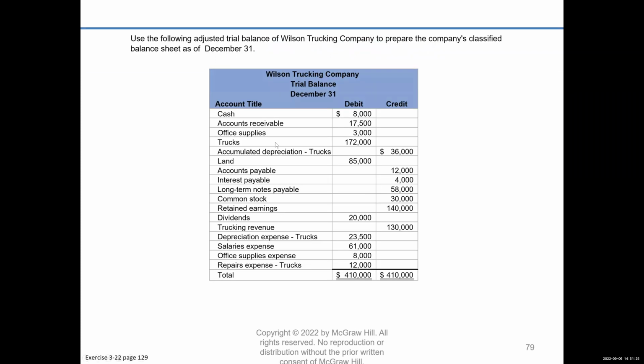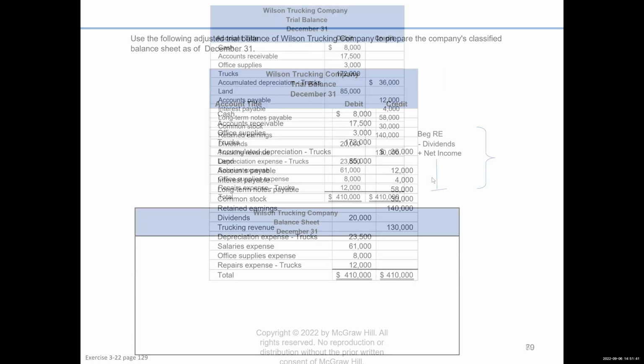What we're going to do now is prepare a classified balance sheet. And we're going to use exercise 3-22 on page 129. Now, I put this on PowerPoint, so you just look here and enjoy the show, but you get to see how we put it together. Okay, so here is Wilson Trucking Company trial balance, December 31. And we're going to use this trial balance to prepare our classified balance sheet.